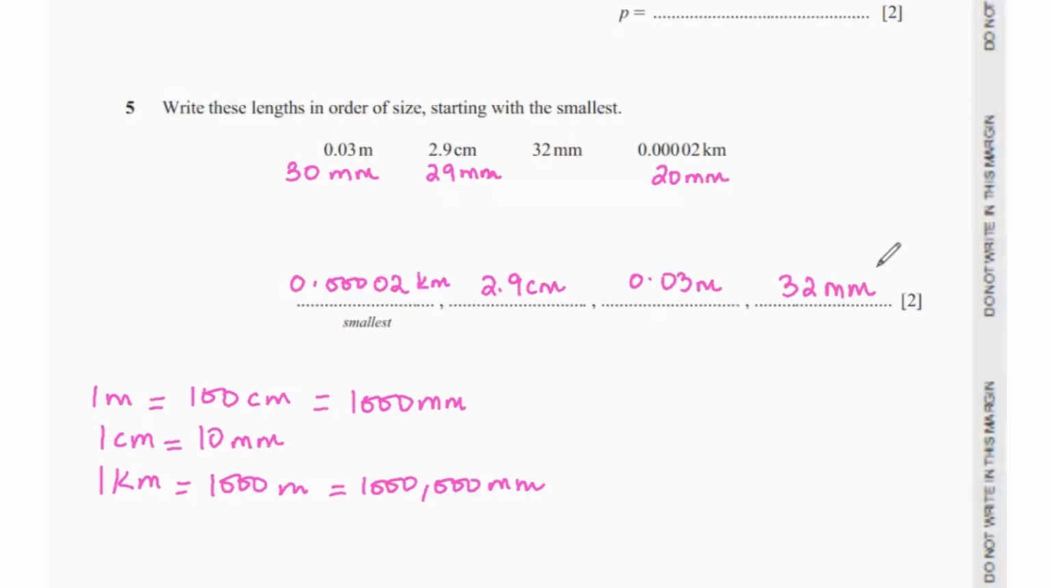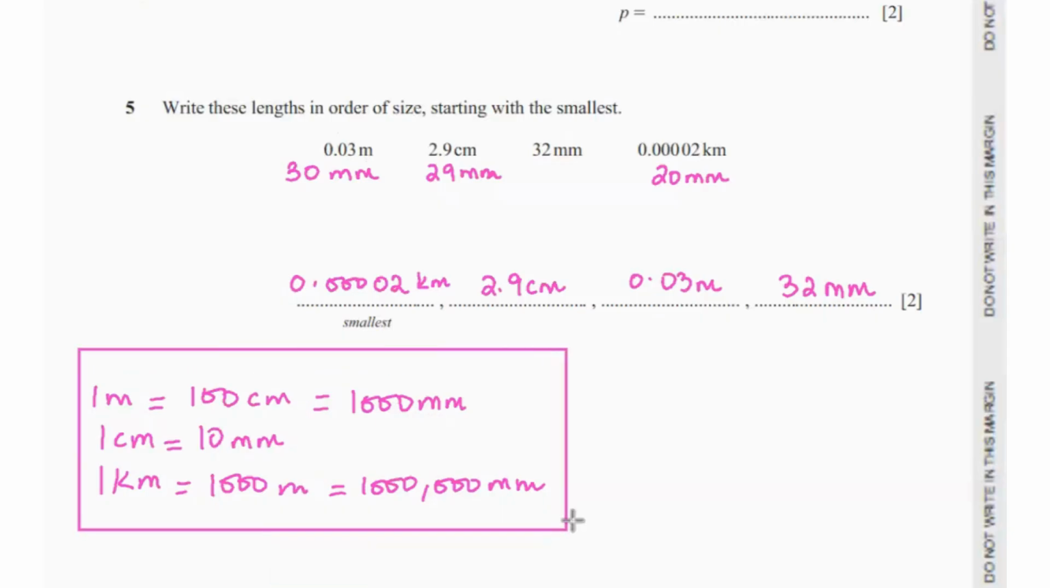So if you're someone who didn't know the conversions, you would have initially picked the 32 millimeters to be the smallest and the biggest would be your kilometers. Do not judge it based on the metric units. Convert them into the same metric units. You need to remember your metric conversions. This is very important. Otherwise, you won't be able to solve this question.